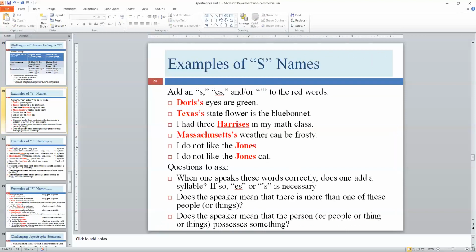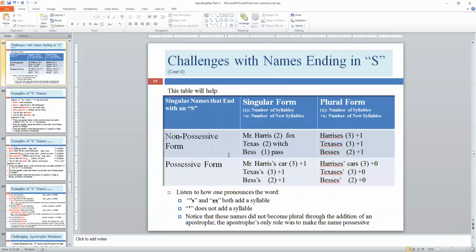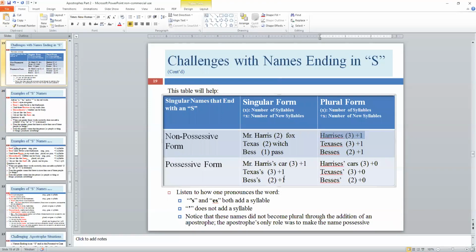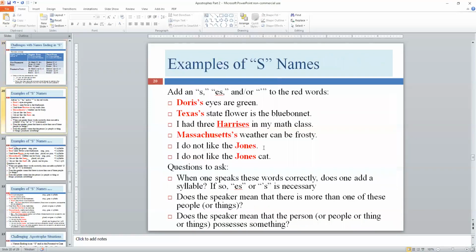I do not like the Joneses. Well, since Jones ends the sentence, it's not possessing anything. So we're talking about probably a group of Joneses. Maybe it's a family. They're plural and they're non-possessive. So it's like the Harris example. Harrises, Joneses. So I'm going to add ES.